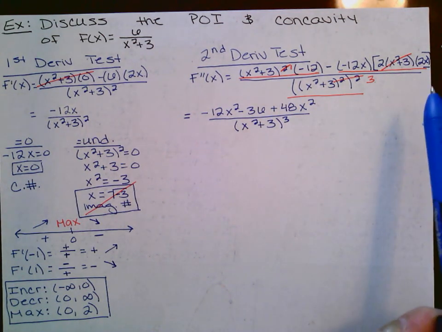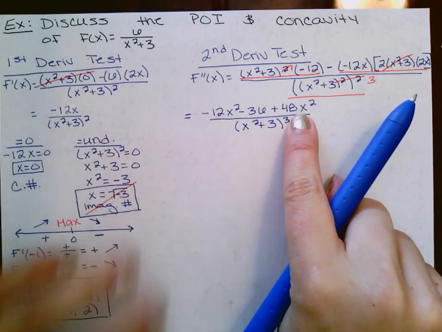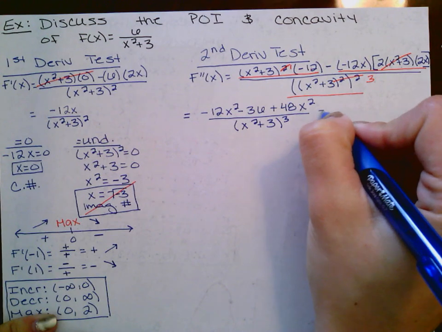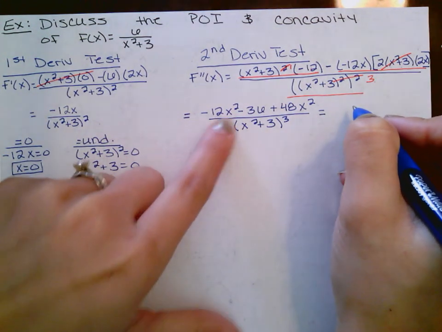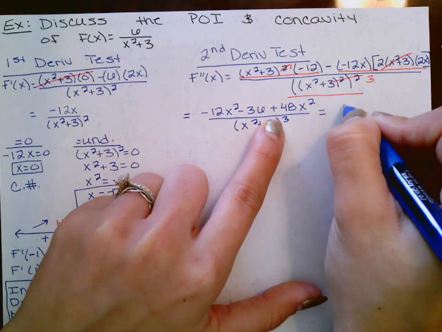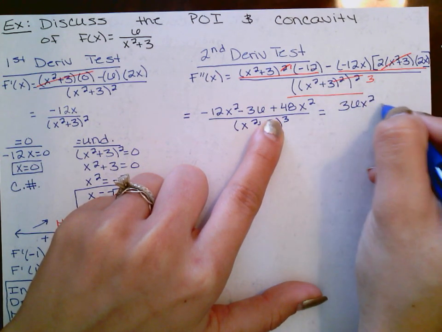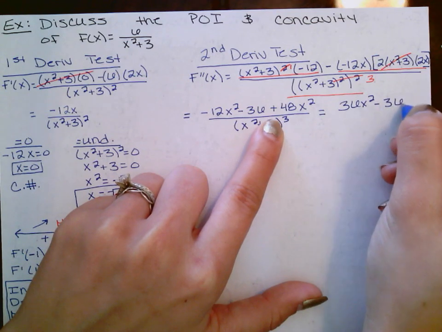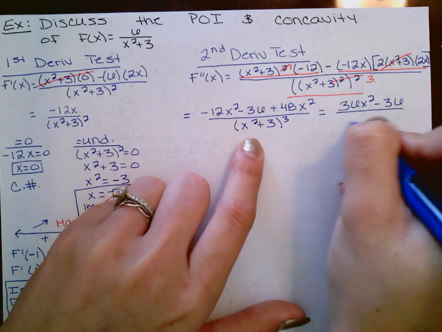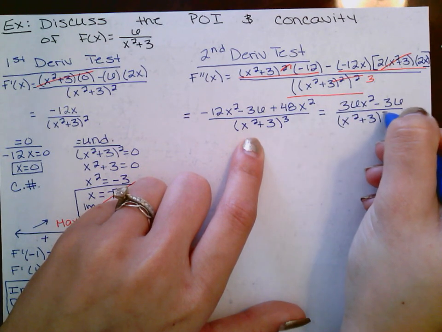I took 1 out of each, and then I was able to finish cleaning. Okay, so now I still have like terms that I can combine. So this is going to clean up to a negative 12x squared and a positive 48x squared is going to give me 36x squared minus 36 over x squared plus 3 cubed.